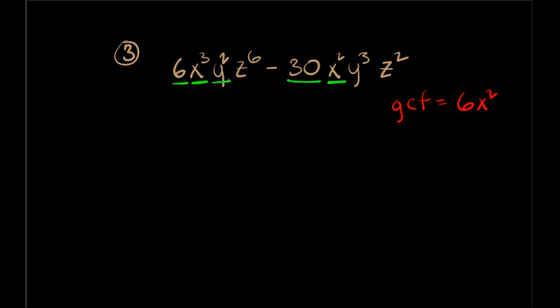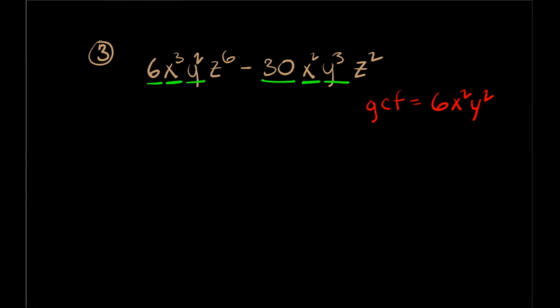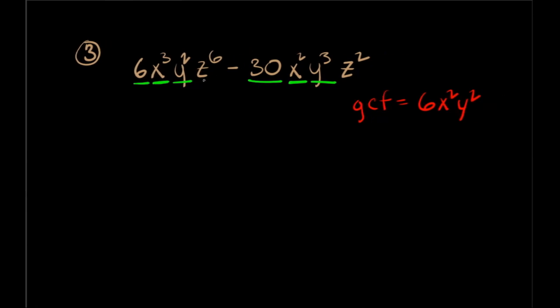Look at y's. I have a y squared in the first term, a y cubed in the second term. Again, I'm limited by the smallest one, but I can take 2 y's out of each term. And for the z's, the same thing. I have a z to the 6th power and a z squared. I'm limited by the squared, but I can take 2 z's out of both terms. So my greatest common factor is going to be 6x squared y squared z squared.